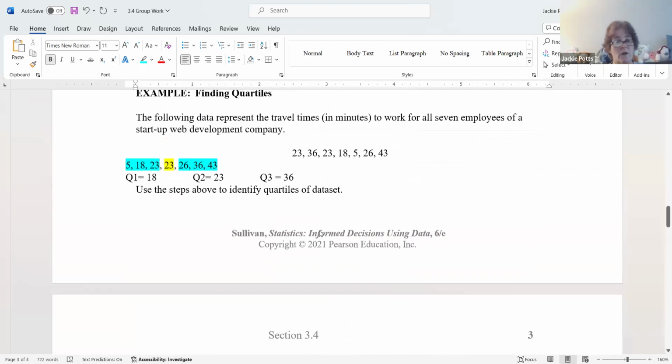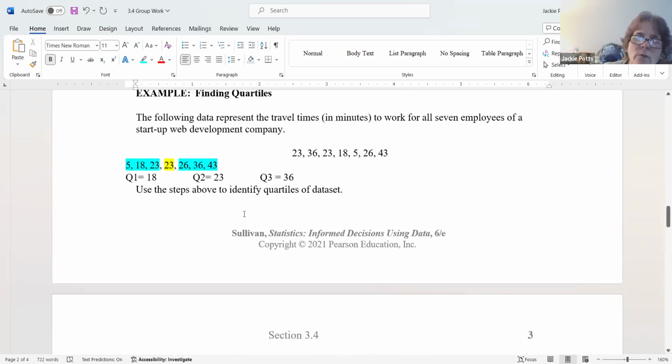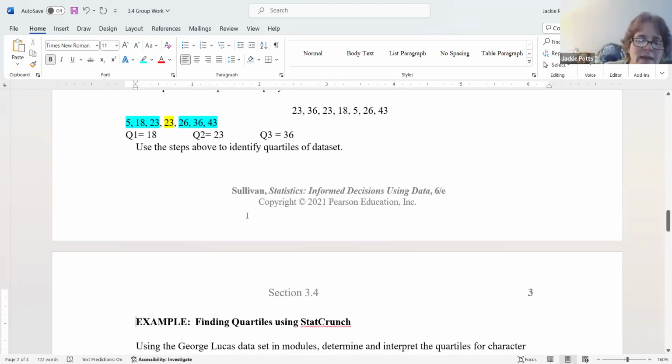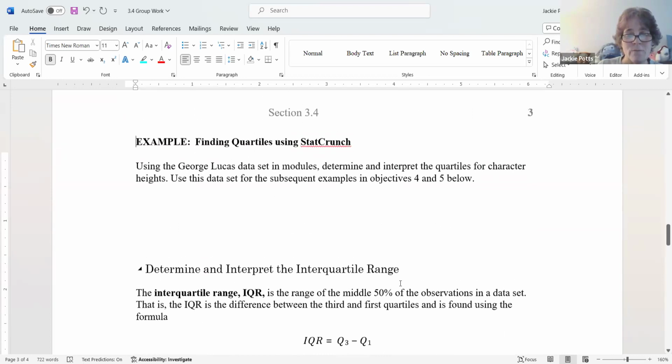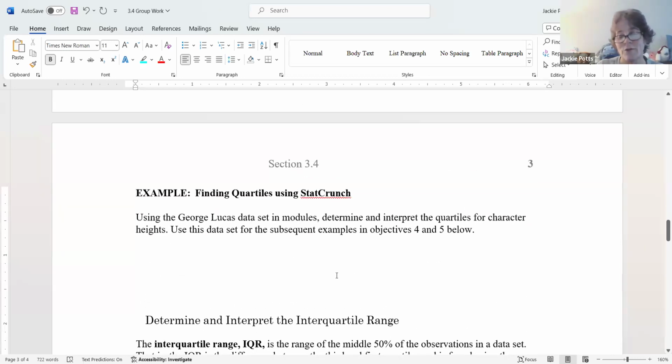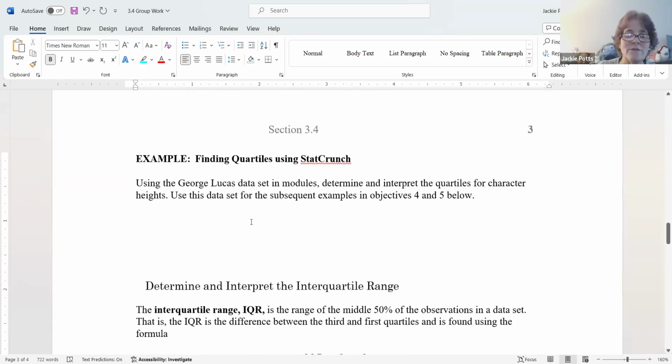However, how do we do it in StatCrunch? Well, we don't want to do this by hand if we have a bigger data set, correct? And I'll be honest, I added another data set. I get bored using the same old data sets, and I found one for the George Lucas characters. So we're going to use the George Lucas data set going forward. So let's find the 3 quartiles in the data set.